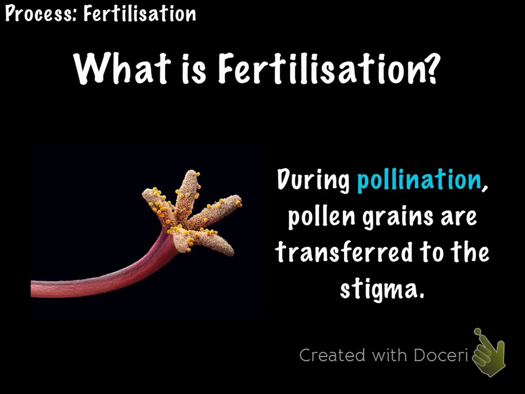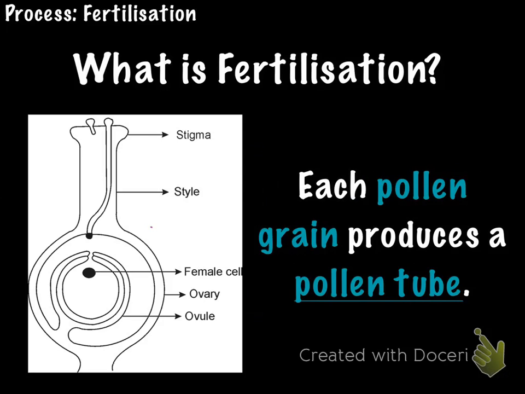During pollination, pollen grains are transferred to the stigma. Can you see here? The picture here shows a stigma. The small dots here are actually the pollen grains. Now, can you see that? Each pollen grain will produce a pollen tube. This is when the pollen grain is at the top of the stigma.